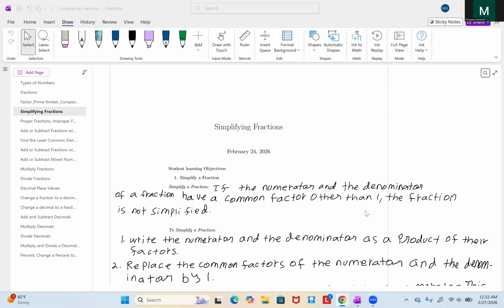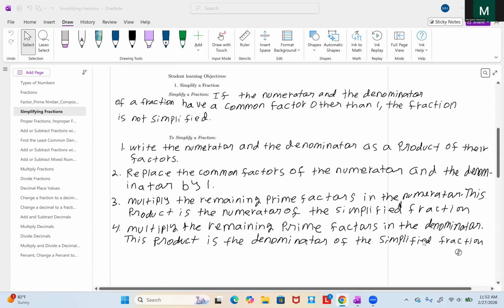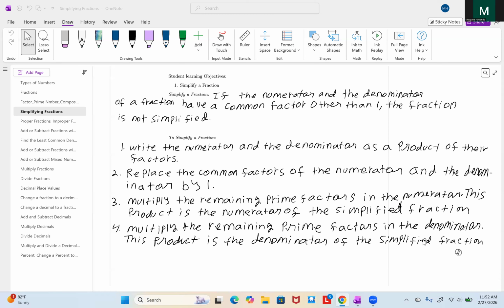To simplify a fraction: 1, write the numerator and the denominator as a product of their factors. 2, replace the common factors of the numerator and the denominator by 1. 3, multiply the remaining prime factors in the numerator. This product is the numerator of the simplified fraction. 4, multiply the remaining prime factors in the denominator. This product is the denominator of the simplified fraction.